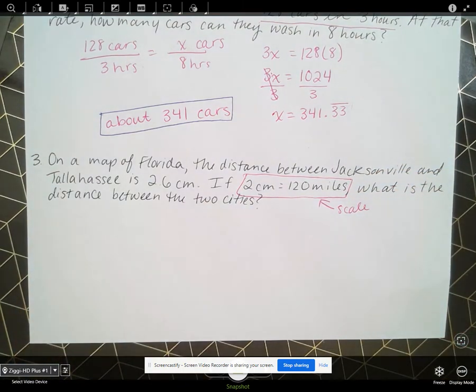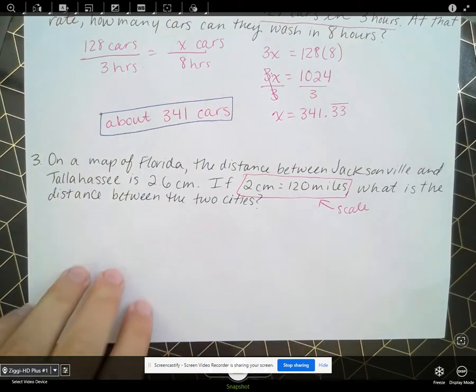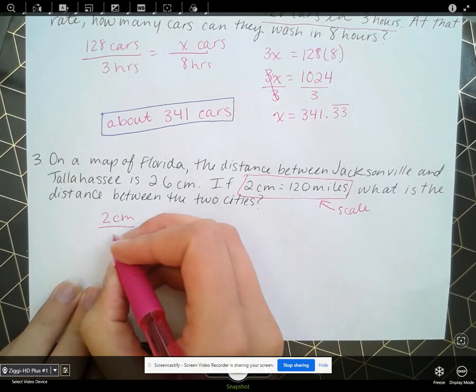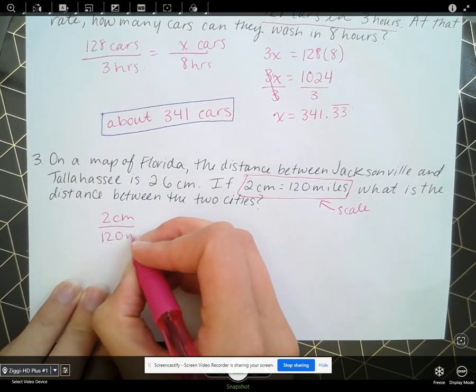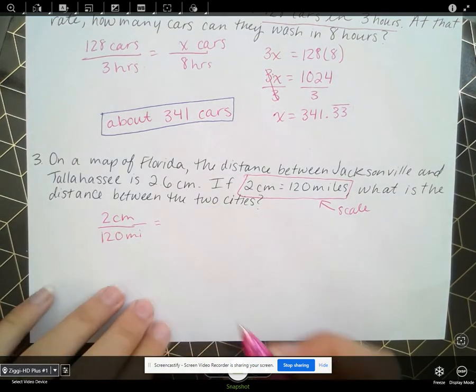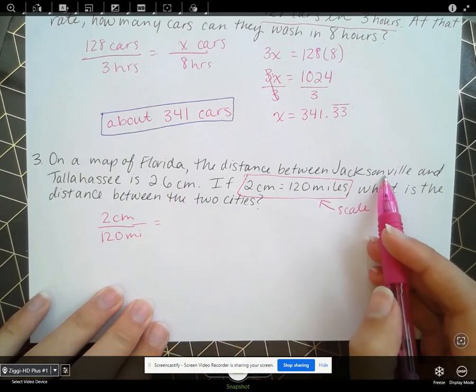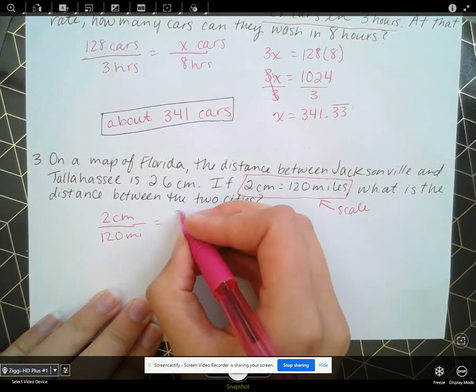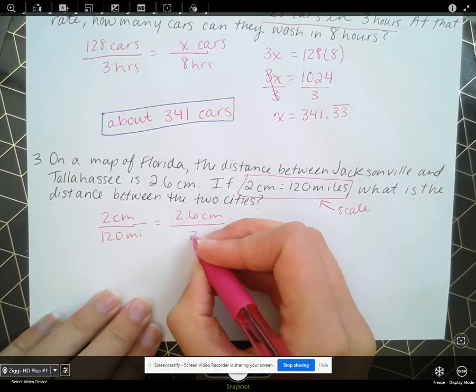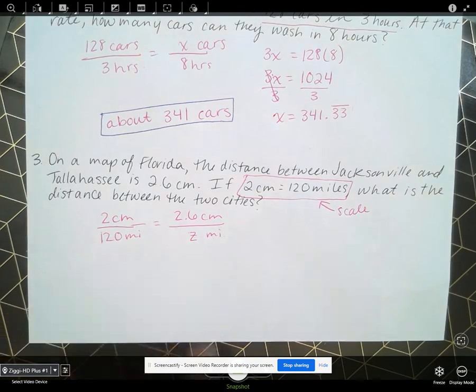So a map is an example of a scale model, and we use a scale in a scale model. So for our scale model, this is our scale, and we can write that as a ratio. For every 2 centimeters you would travel on a map, you're traveling 120 miles in real life. All right, so that's how it works on the map. We're looking specifically at Jacksonville and Tallahassee, and we know that on the map, it's 2.6 centimeters. We need to figure out how many miles. I'm going to use the variable z.